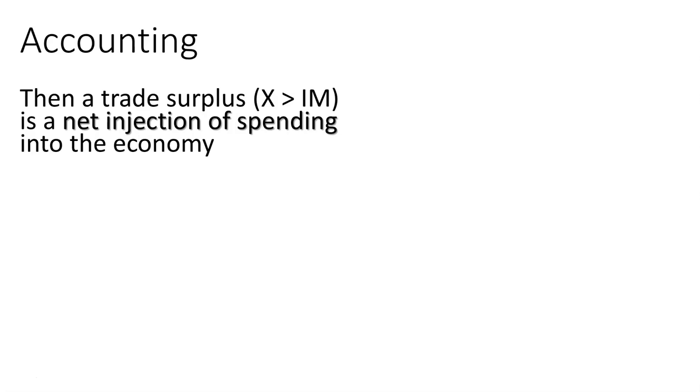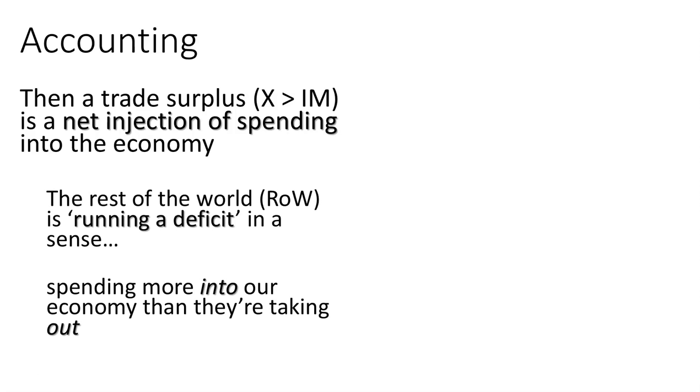And note again, it's easy to get these reversed. Usually when we're talking about foreign trade, we would talk about a trade surplus. That's when our exports are greater than our imports. But in terms of the actual spending flows, a trade surplus is actually a net injection of spending into the economy. So I want you to think in terms of a trade surplus, exports exceeding imports, as being the rest of the world, the foreign sector, running a deficit in the spending sense. That is, they're spending more into our economy than they're taking out.